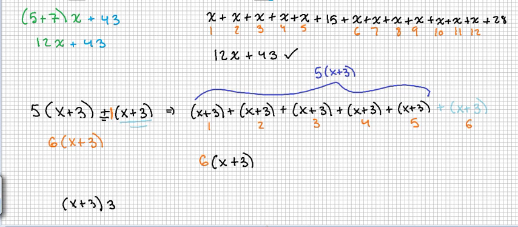Now we can go a little farther with this one. If we distributed that 6 out to the x and the 3, we would get 6x plus 3 times 6, which is 18. And that would be our final answer. That's completely simplified.